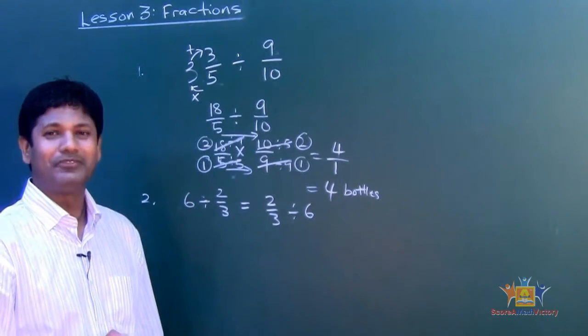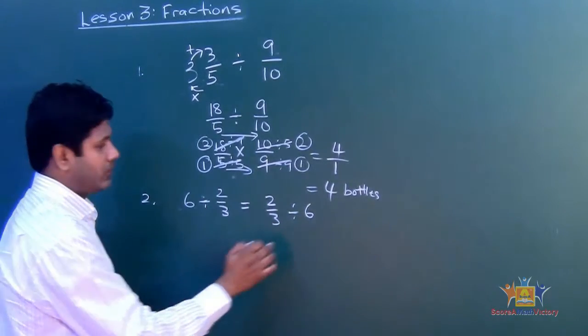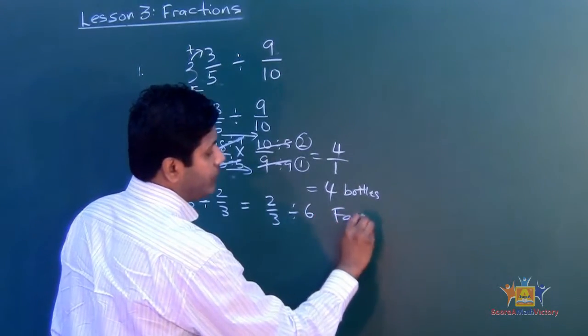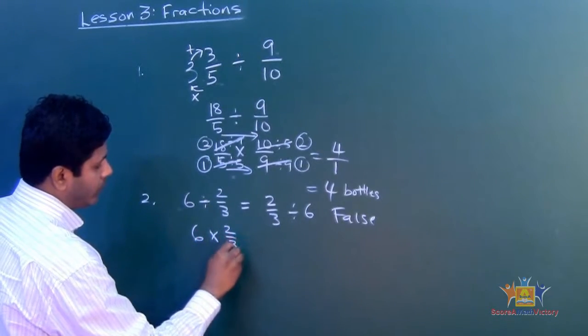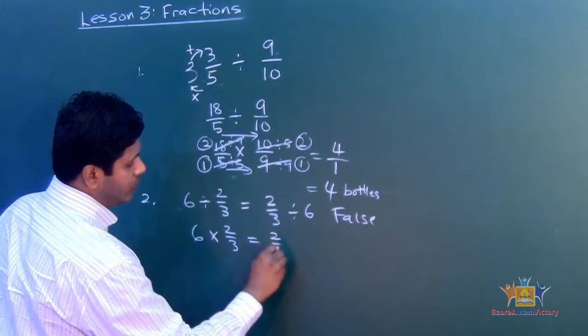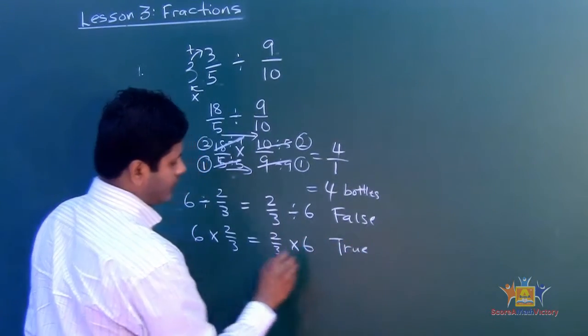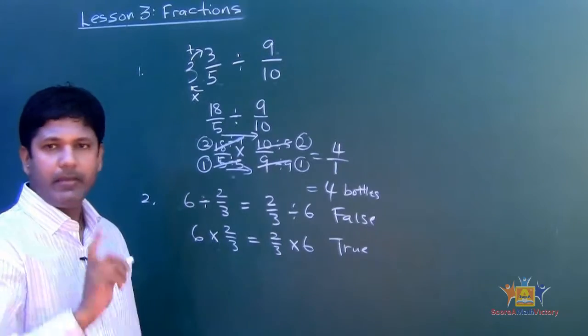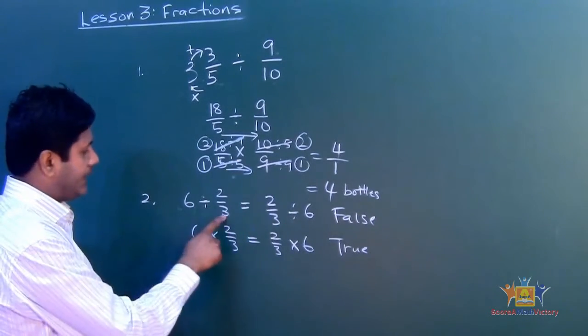Good job. It is false. You cannot flip-flop with division. Okay, it's false. But you can do that with multiplication. Let's say if this would have been 6 times 2 over 3 and then 2 over 3 times 6. That is true. If it's multiplication, yes, but not division. Division, you cannot flip-flop. You've got to keep it the way it is.